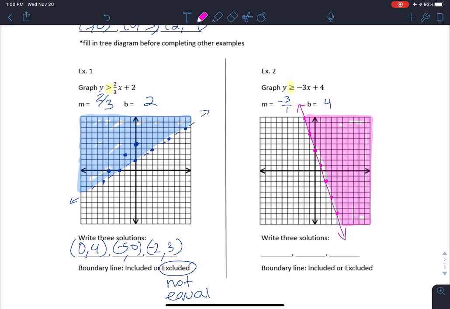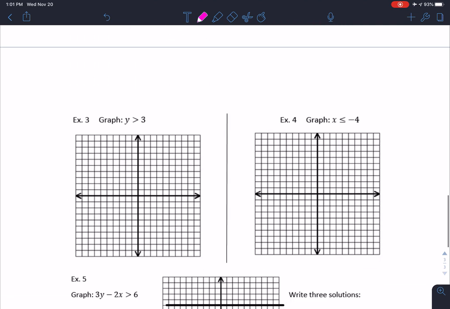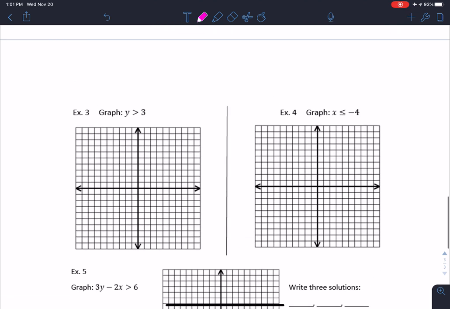Possible solutions, I can pick any that are on the line or in the area that's shaded. I'm going to pick my y-intercept, which is 0, 4. Then I'll pick this point, which is 1, 4. And then I'll pick this point, it's 3, 0. And on this example, my boundary line is included because of the equal to sign in my inequality symbol. Okay, so we have a couple more examples.